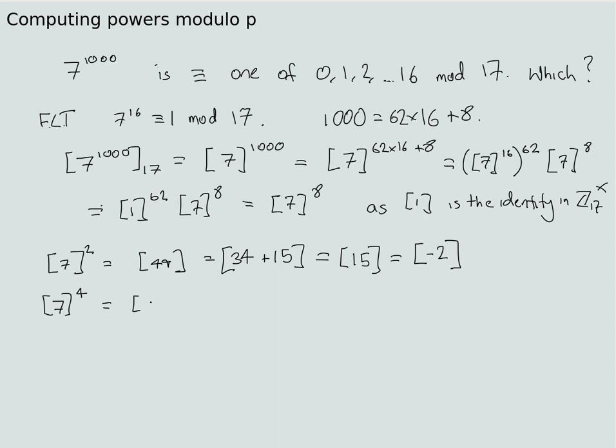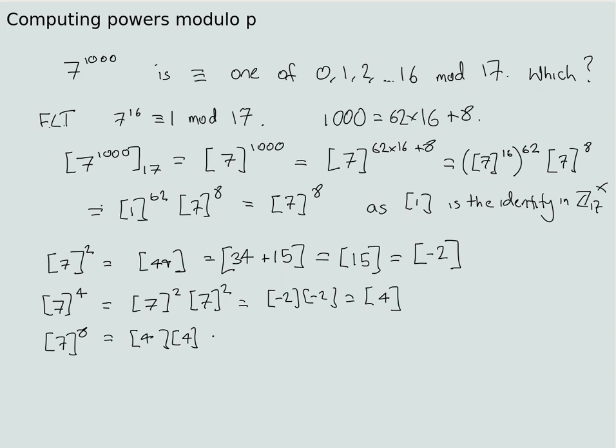Okay, so let's write down all the steps here. We're observing that this is the class of 7 squared times the class of 7 squared by the exponent laws. We know the class of 7 squared is 15, but we also know that it happens to be equal to minus 2. That's the class of minus 2 times minus 2, which is the class of 4. Nice and easy. So the class of 7 to the 8 is now the class of 7 to the 4 times the class of 7 to the 4. That's the class of 4 times the class of 4, which is the class of 16. We're done.